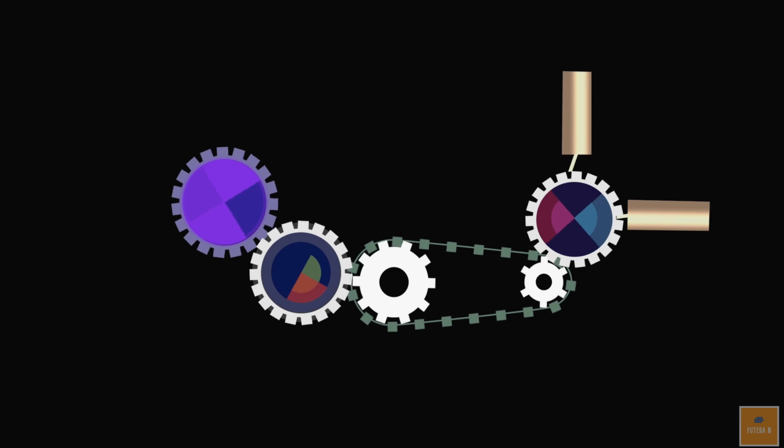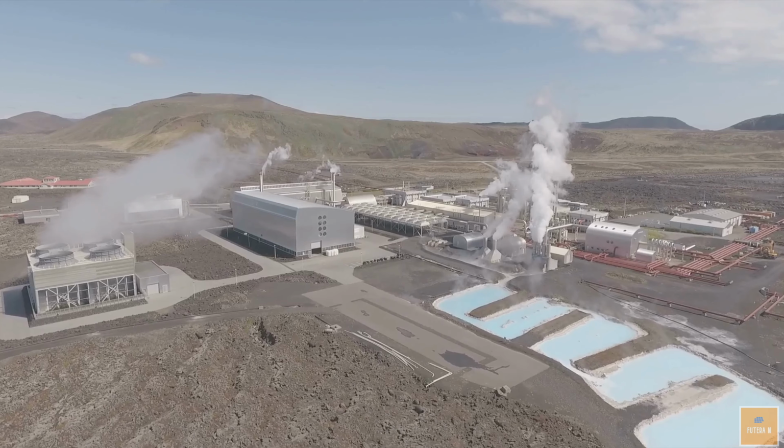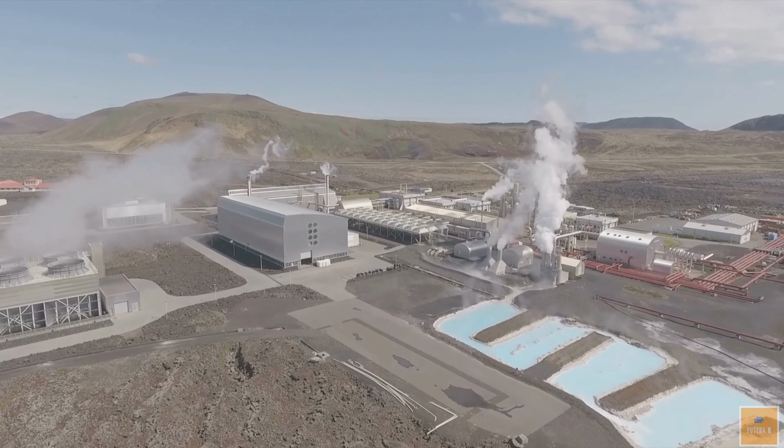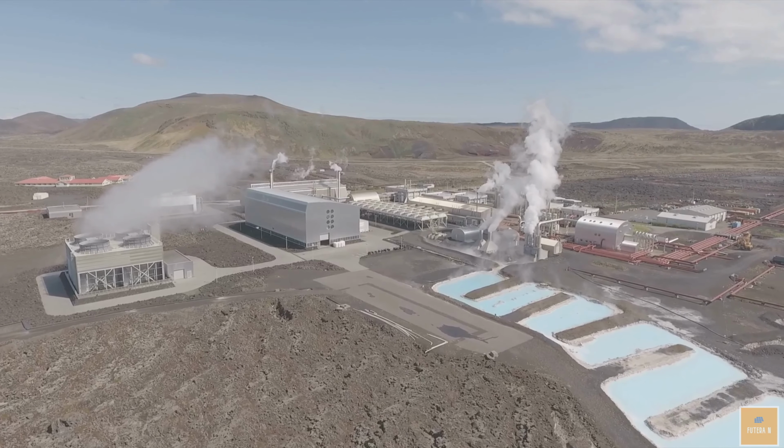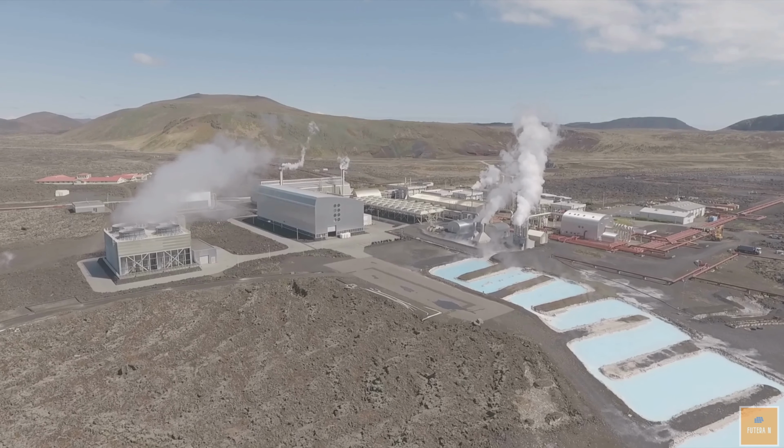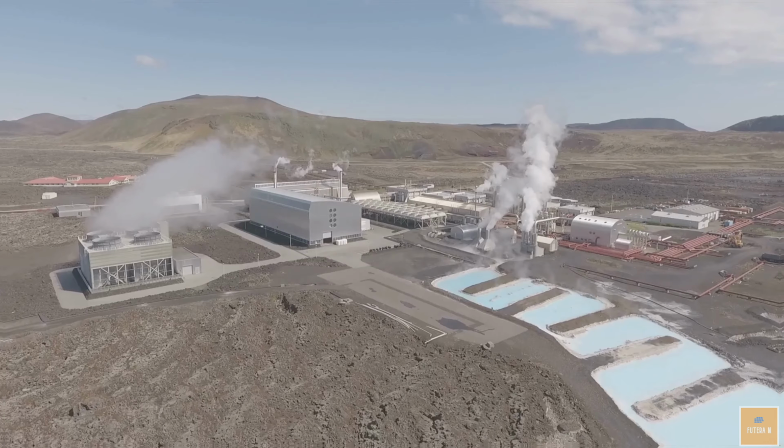Geothermal power plants generate electricity by using the heat from the Earth's core to produce steam, which drives a turbine to generate electricity. Geothermal power plants are environmentally friendly and do not emit greenhouse gases. However, they are only feasible in areas with high geothermal activity.